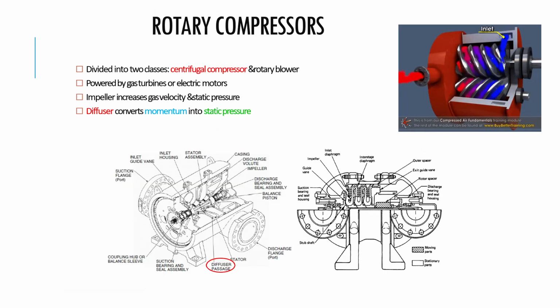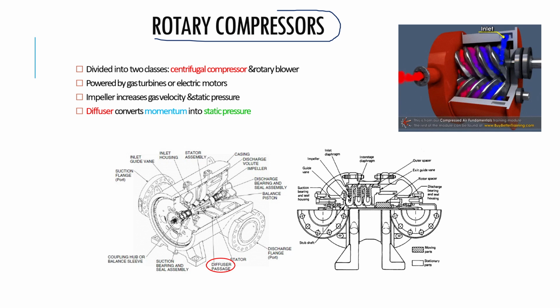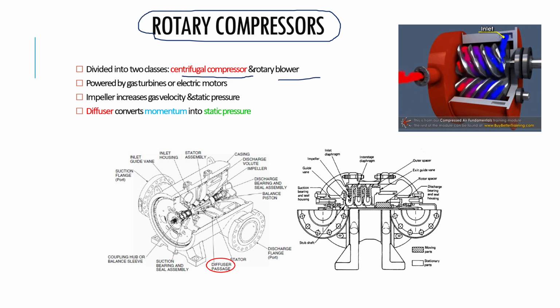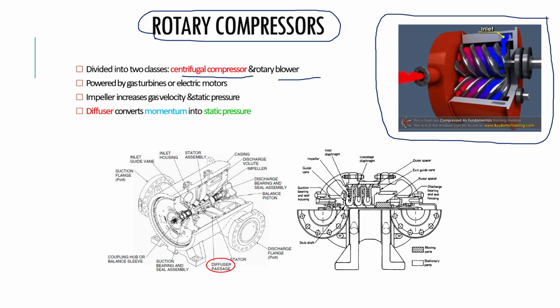In this slide, we're going to discuss the second type of compressor that can also be found in the industry in general, which is the rotary compressor, where the rotary compressor can be classified into 2 types, which are the centrifugal compressor and the rotary blower. And this is one type of rotary compressor. As you can see, they call it rotary because the 2 screws are rotating in opposite directions in order to deliver the fluid at a specific pressure.